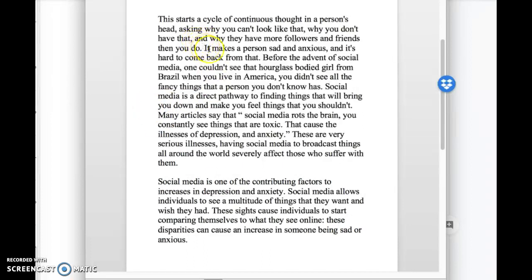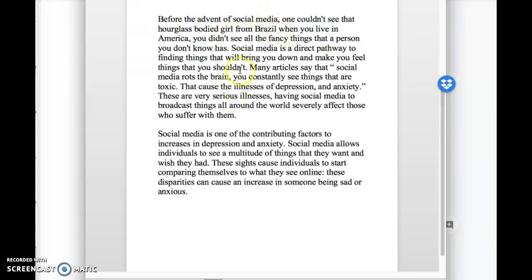And then it's hard to come back from that is a little bit too jargony. So we're going to get rid of that. Before the advent of social media, blah, blah, blah. So what I'm going to say instead for you is before the advent of social media, one could not see things as instantly. I think that's true. Magazines and newspapers and television, you couldn't see it as instantly.